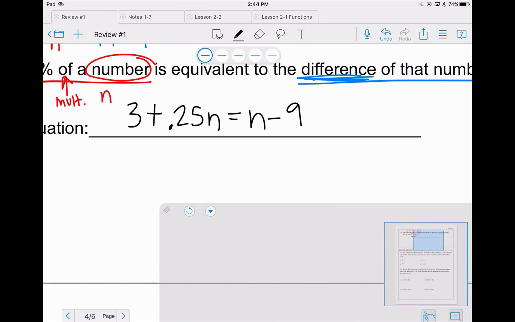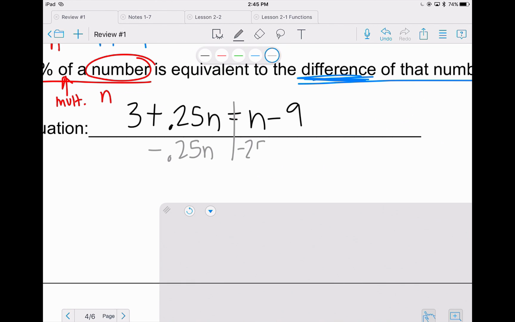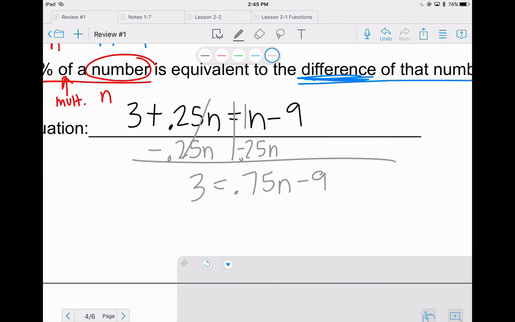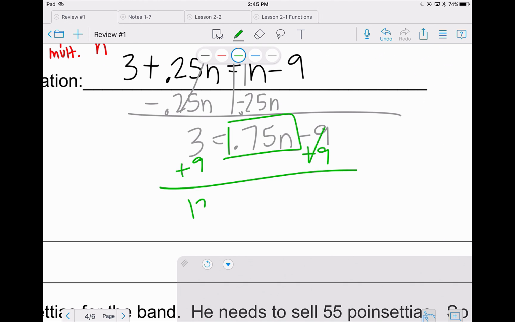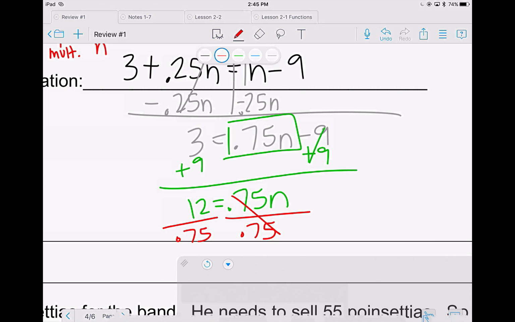And then we're going to solve. I subtract 0.25 n from both sides. So 3 equals 0.75 n minus 9. Remember, this is an invisible 1, so $1 minus 25 cents is 0.75. I add 9 to both sides, so 12 equals 0.75 n. And then divide both sides by 0.75. Excuse me, and n equals 16.